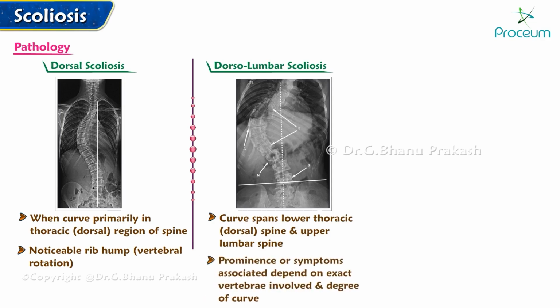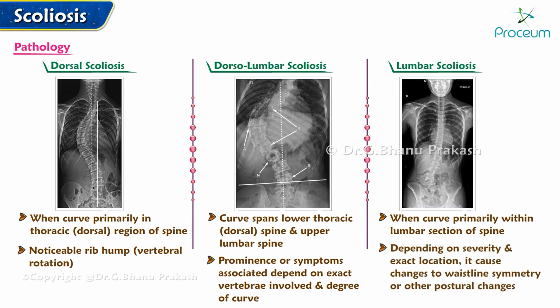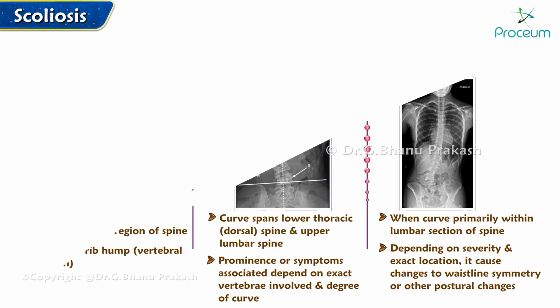The prominence or symptoms associated with this type will depend on the exact vertebrae involved and the degree of the curve. Lumbar scoliosis. When the curve is primarily within the lumbar section of the spine, it's termed lumbar scoliosis. Depending on the severity and exact location, it may cause changes to the waistline symmetry or other postural changes.